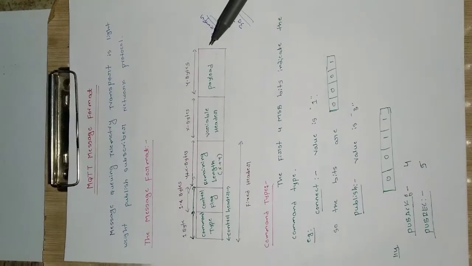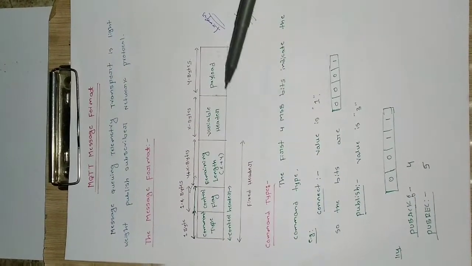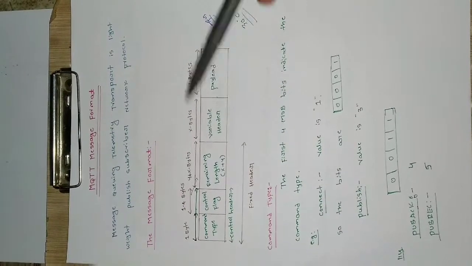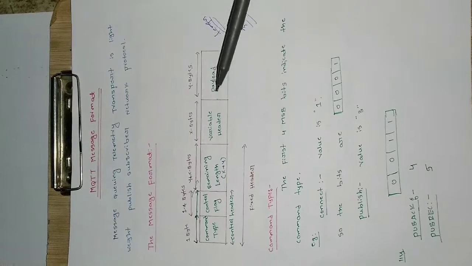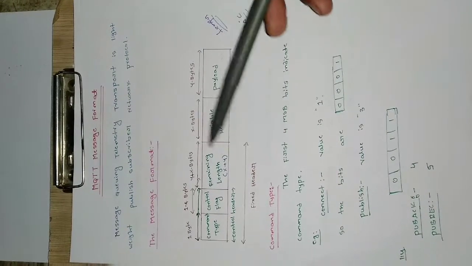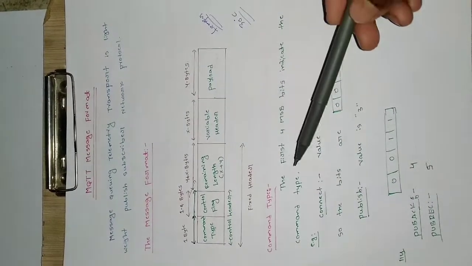So this is the general diagram. As you can see, the remaining length here is the addition of the variable header and the payload. The variable header is x bytes and the payload is y bytes, so the addition of these two will be x plus y. This is the general diagram which we can draw, and I have given the explanation over here.